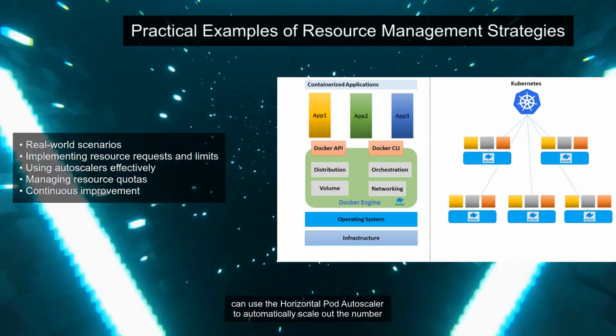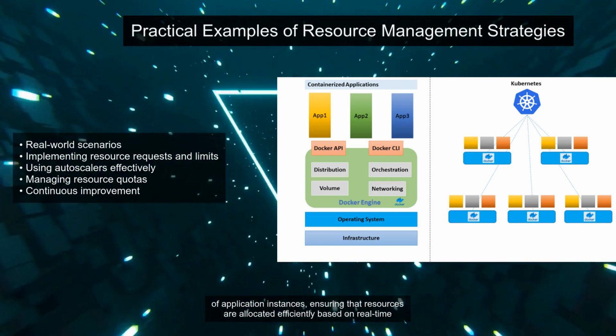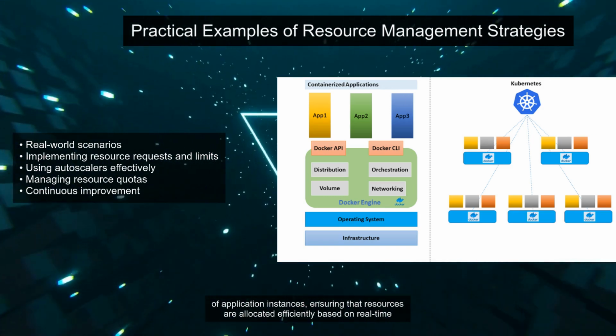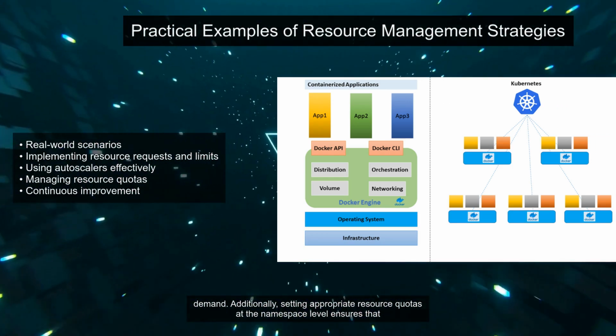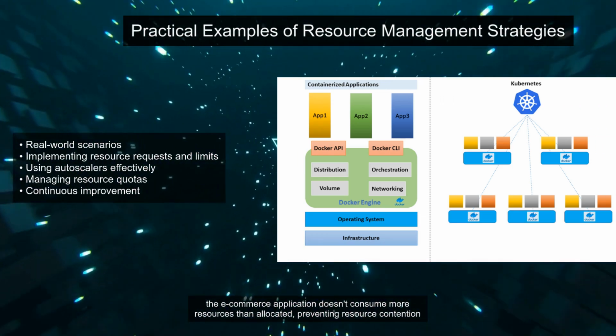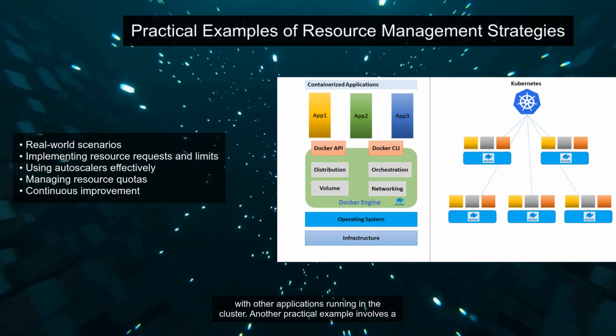To handle the increased load, you can use the horizontal pod autoscaler to automatically scale out the number of application instances, ensuring that resources are allocated efficiently based on real-time demand. Additionally, setting appropriate resource quotas at the namespace level ensures that the e-commerce application doesn't consume more resources than allocated, preventing resource contention with other applications running in the cluster.